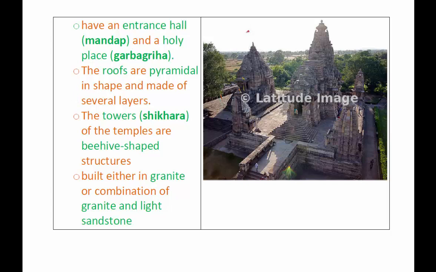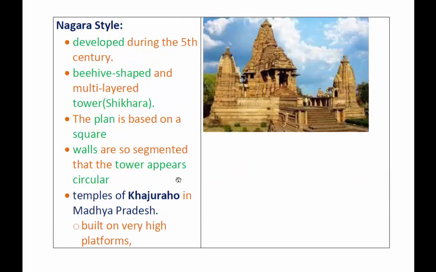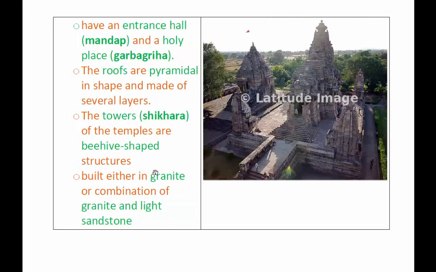And they are made of several layers. The roof is of several layers. You can see small layers up here. So the towers, that is shikhara, are usually a beehive shaped structure, which I have mentioned before. They are either built in granite stone, or even a combination of granite and light sandstone. Alright, this is all about the Nagara style.